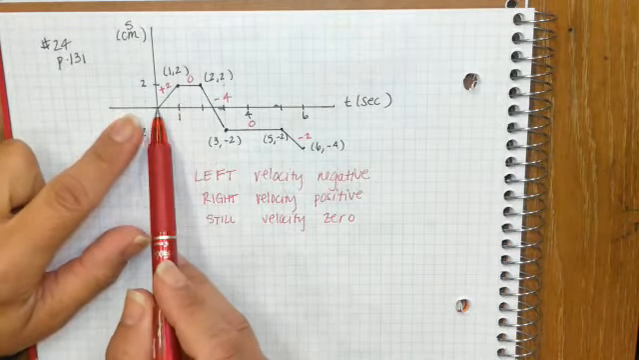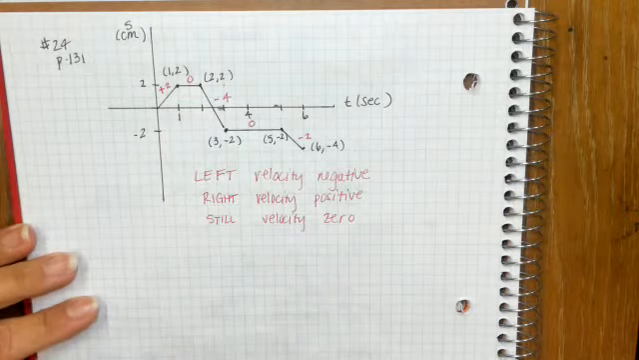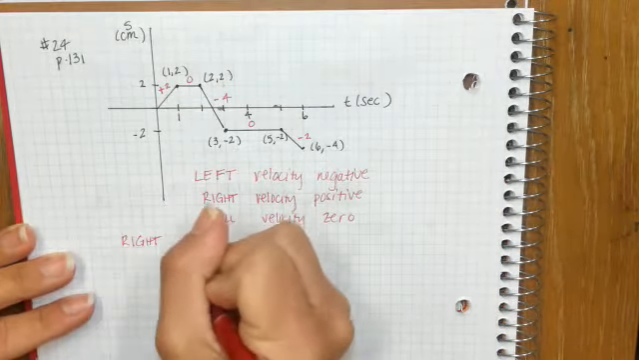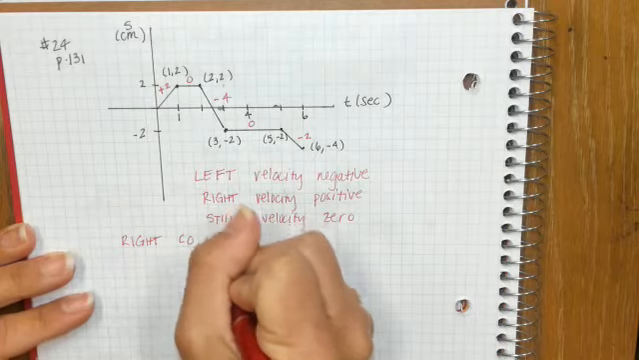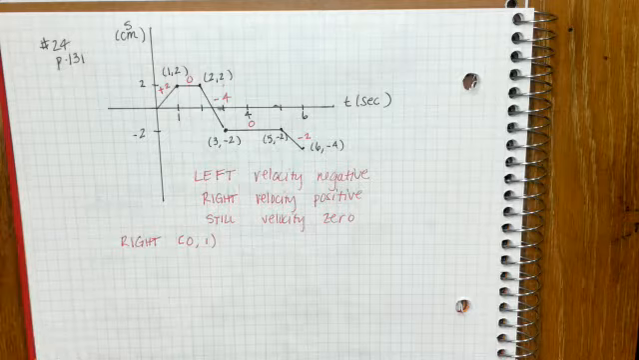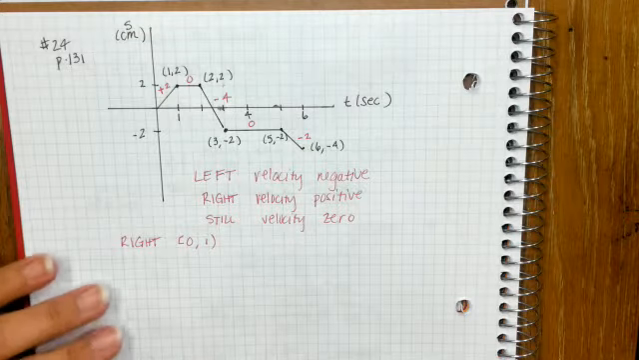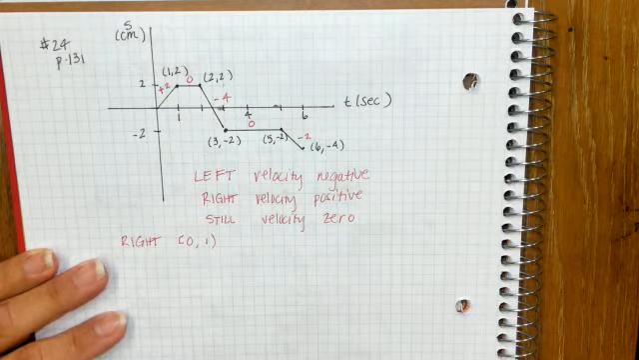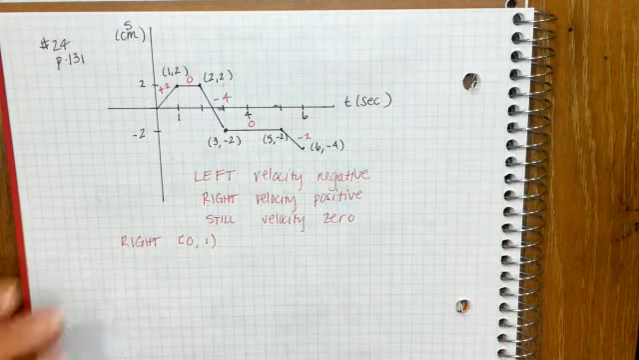Positive slope from 0 to 1, so it is moving right. 0 included, 1 not included. It's changing position. In this case, it's going from right to standing still. And there is nowhere else on this graph where the slope is positive.